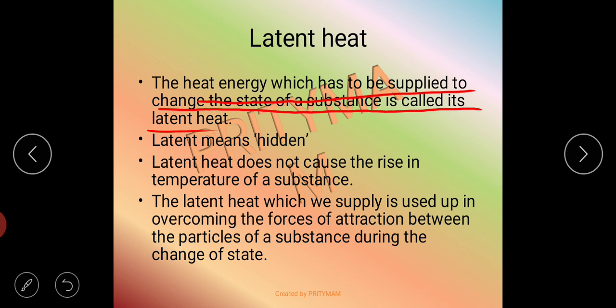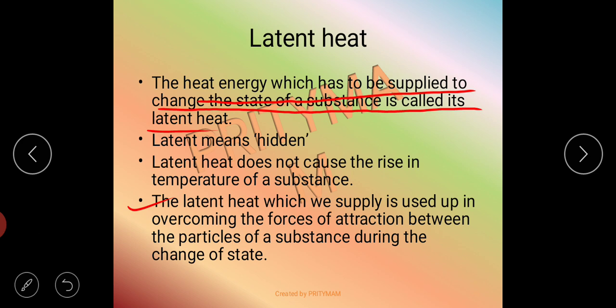If a substance has to change its state, then it is necessary to overcome these forces of attraction between its particles. So the latent heat which is supplied is used up in overcoming the forces of attraction between the particles of a substance during the change of state. The latent heat does not increase the kinetic energy of the particles of the substance. And since there is no increase in the kinetic energy of the particles, the temperature of a substance does not rise during the change of state.